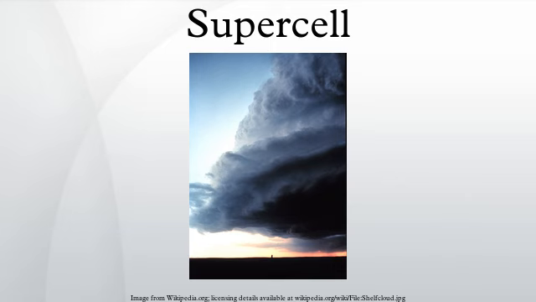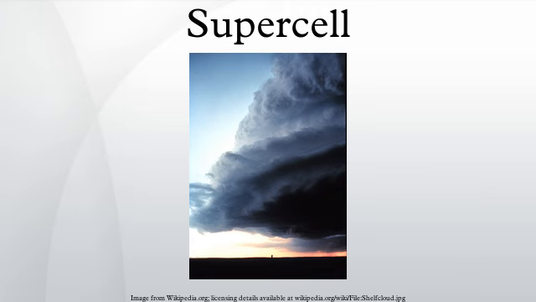Bounded weak echo region. This is a region of low radar reflectivity bounded above by an area of higher radar reflectivity with an untilted updraft. This is evidence of a strong updraft, and oftentimes the presence of a tornado.